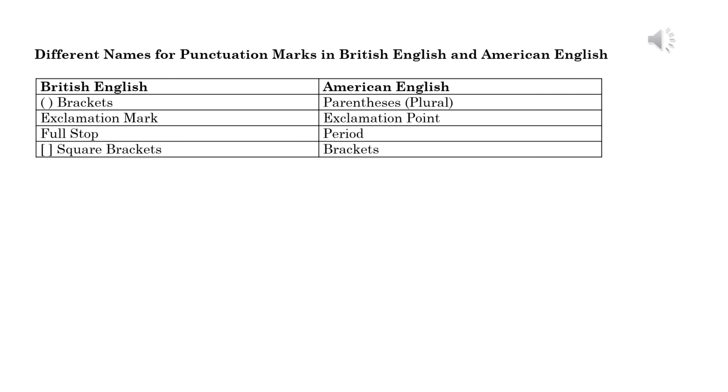Different names for punctuation marks in British English and American English. British English, brackets. American English, parentheses, plural. British English, exclamation mark. American English, exclamation point. British English, full stop. American English, period. British English, square brackets. American English, brackets.